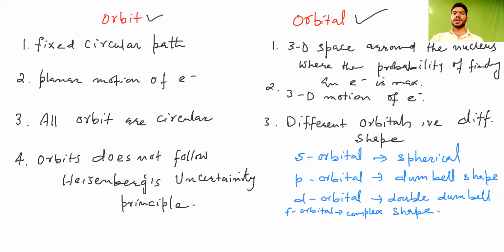So have you noted down this? Shall I move to the next page? Yes, sir. Okay, so let me move to the next. So next difference, I hope you have completed that fourth point, and I wrote that orbits do not follow the Heisenberg's uncertainty principle, but these orbitals follow, right? Okay, let me write the next one, the fifth one. Orbits are non-directional. That means they do not have any direction.